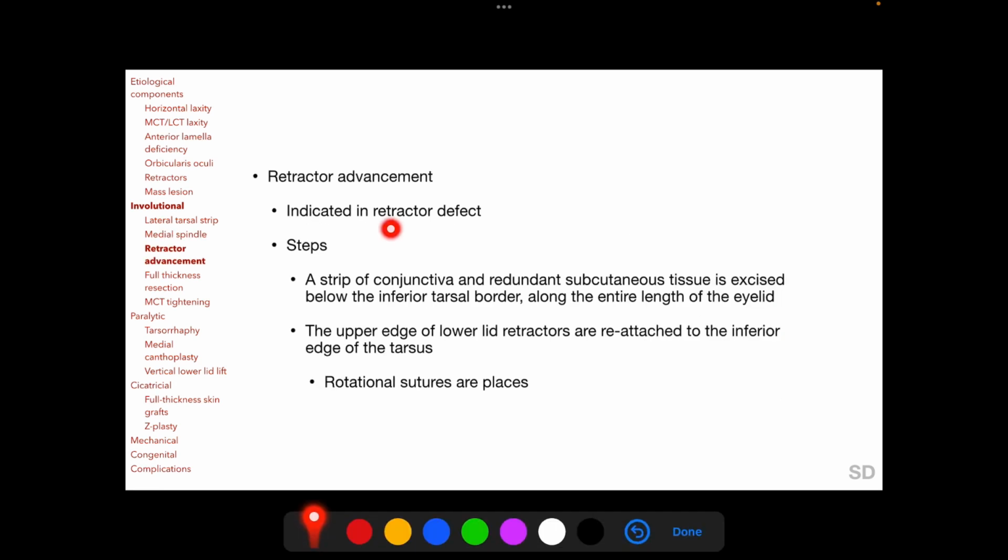When retractor defect is detected, retractor advancement is indicated. As in the medial spindle procedure, a strip of conjunctiva and redundant subcutaneous tissue is excised below the inferior tarsal border but along the entire length of the eyelid. Then the upper edge of the lower lid retractors are reattached to the inferior edge of the tarsus with rotational sutures as shown, but along the entire length of the lower eyelid.